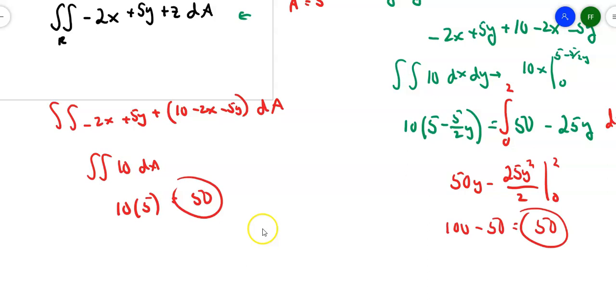So you can do that. If you can figure out the area of the base, then you can take that constant on the inside and multiply it by the area of the base, and you'll come up with the equivalent value for that double integral. All right. That's the end of surface integrals.